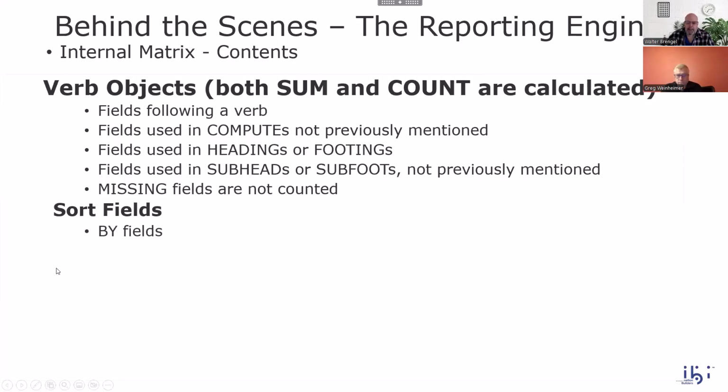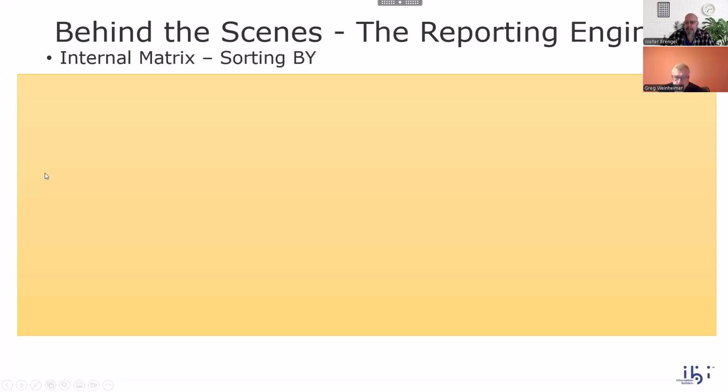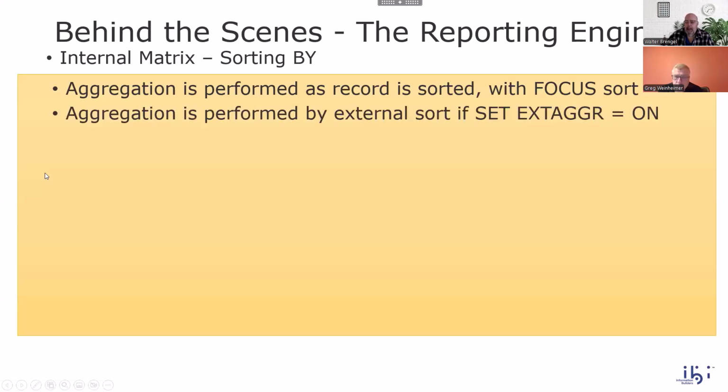All your sort objects are going to be there, all your BY fields, your ACROSS fields. Notice, as far as an internal matrix is concerned, an ACROSS field is treated as a low BY sort order. And if you're doing PRINTONLY, you're going to get an additional field of FOCLIST. So the next couple of bullets show conceptually what happens. It might not be exactly how it happens nowadays, but it gives you an idea of what's happening behind the scenes.